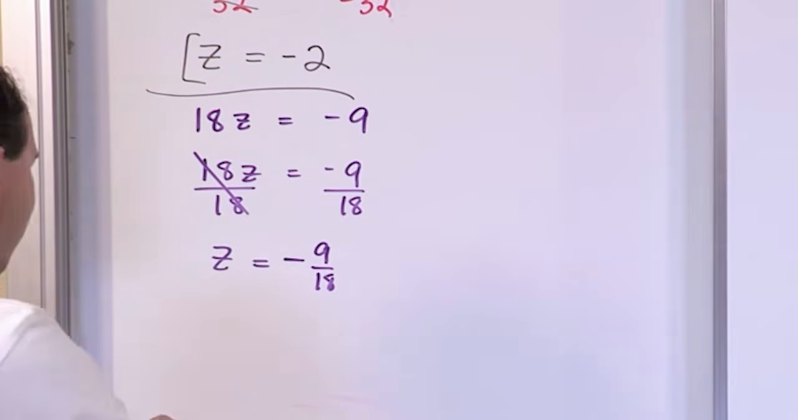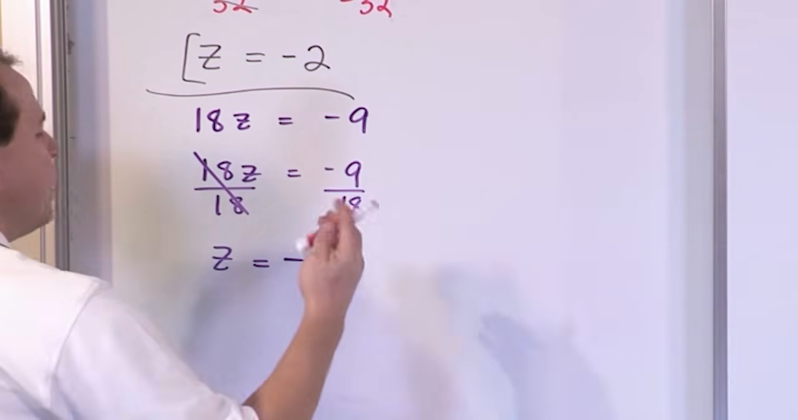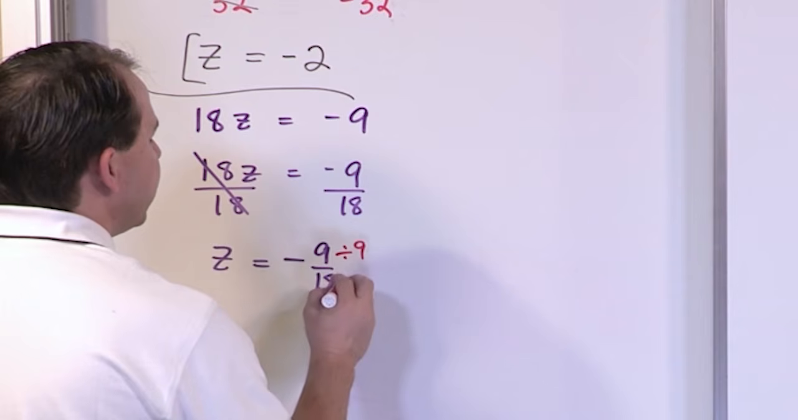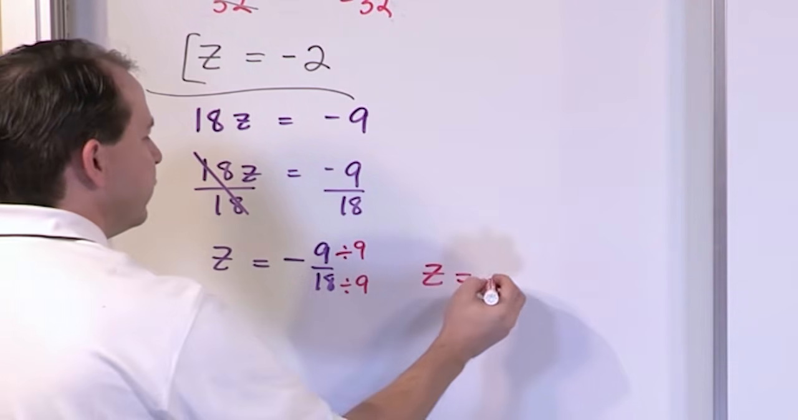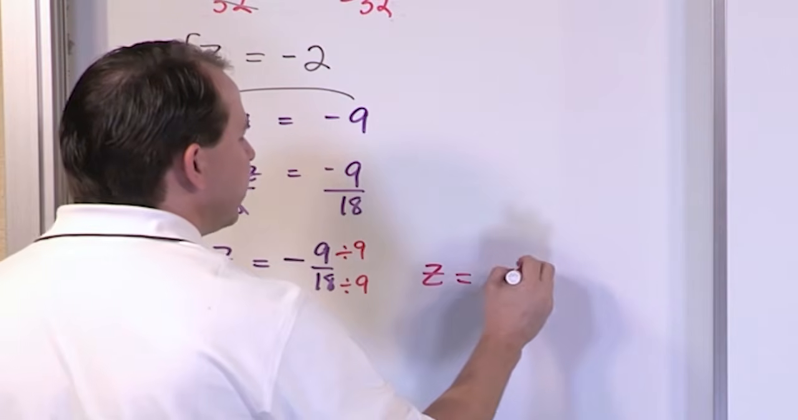This is the answer, but it's a fraction, and we can simplify this fraction. We can divide the top by 9, and we can divide the bottom by 9. So z is going to be equal to, negative still stays there, 9 divided by 9 is 1.